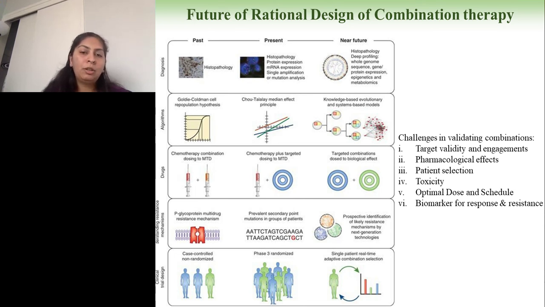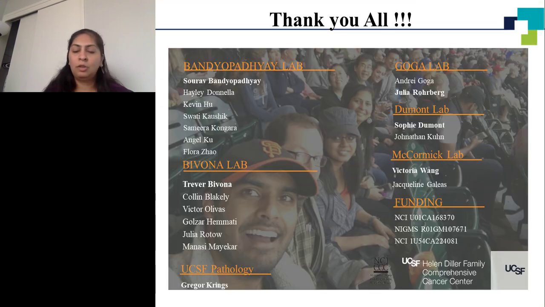But there are limitations to this combination therapy, meaning that there are various challenges in terms of validating the combination. The target validity and the target engagement need to be validated. The pharmacological effects of combining both the therapeutic modality needs to be validated. How do we select the patient who will derive the maximum benefit from the combination is unknown. There is sometimes pathway overlapping toxicity that will limit the use of the combination. We need to design the optimal dose and the dosing schedule. We need to identify biomarker of response of the patient who will respond to this combination therapy, or what would be the resistance mechanisms to the combination therapy needs to be investigated. So that's the future directions, how we can utilize the combination in drug discovery.